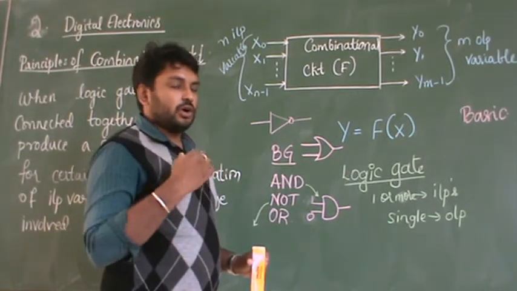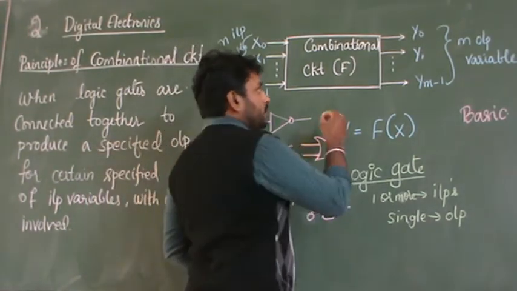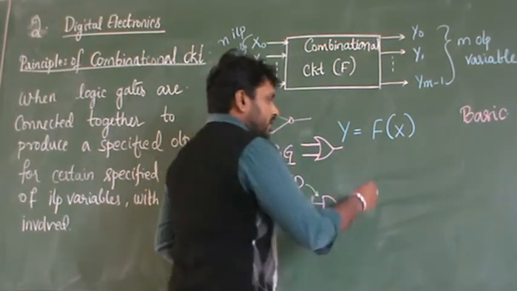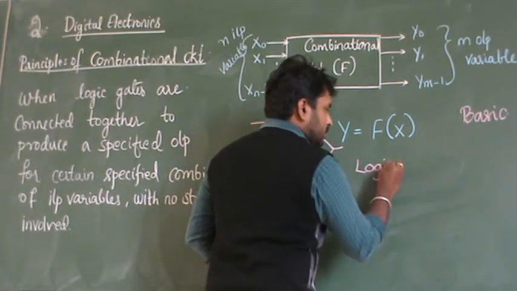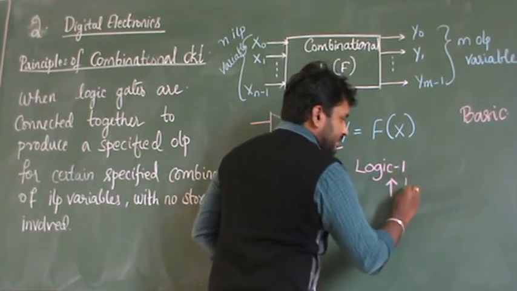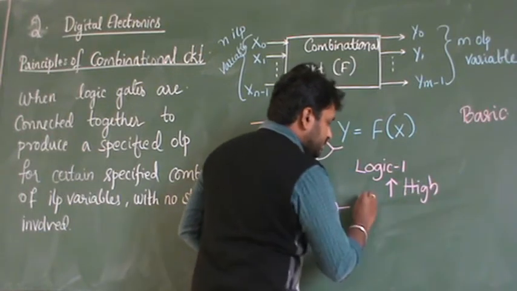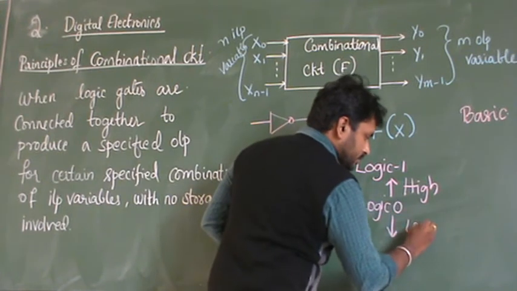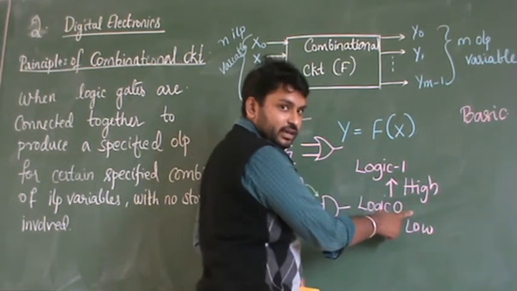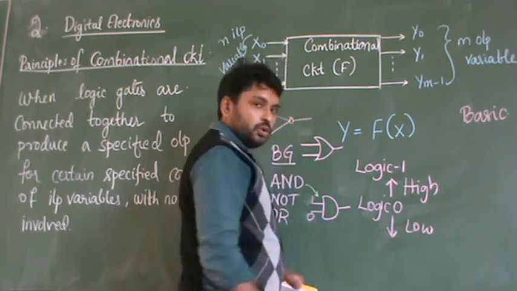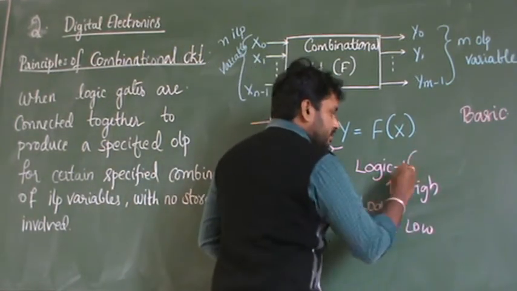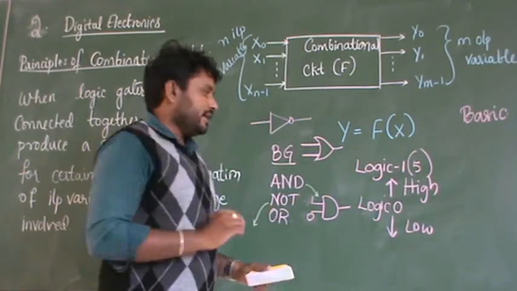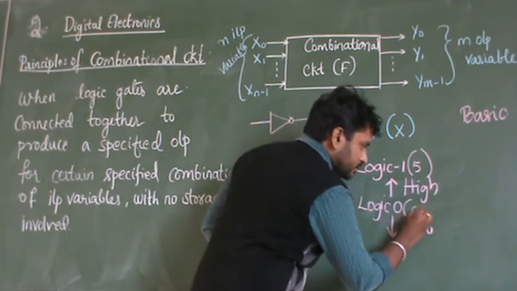Logic 1 is considered as high, and logic 0 is considered as low. Logic 1 will be always 1 if it is connected to 5 volts, and it will be logic 0 if it is connected to 0 volts.